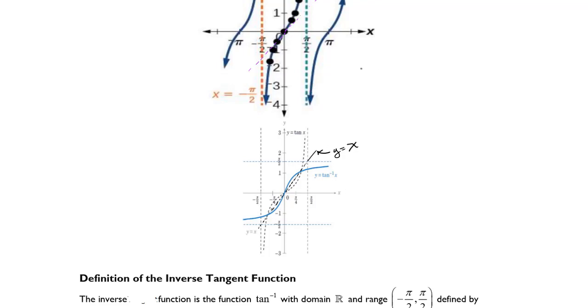Now originally we had a domain that existed on the interval, at least about the origin, from negative pi over 2 to pi over 2. And we had a range from negative infinity to infinity, or we could say that it was all real numbers.